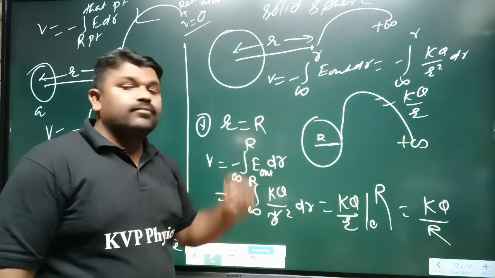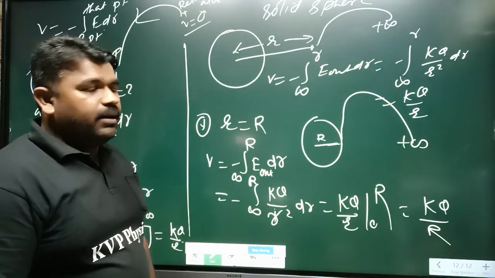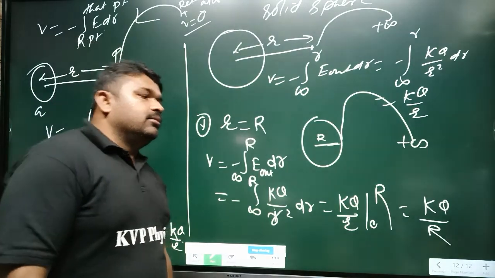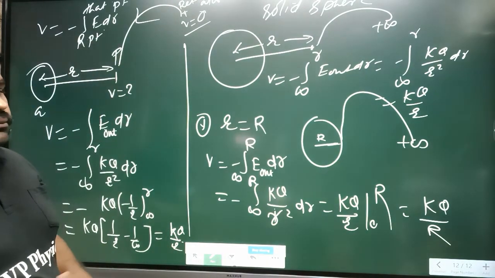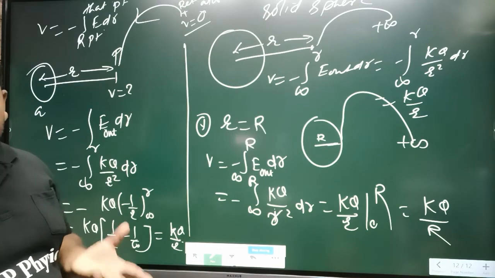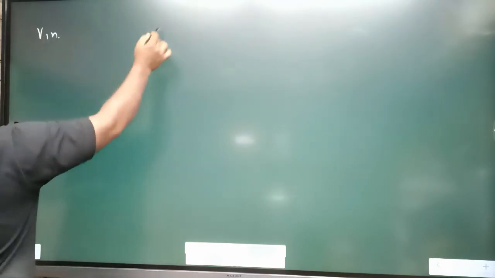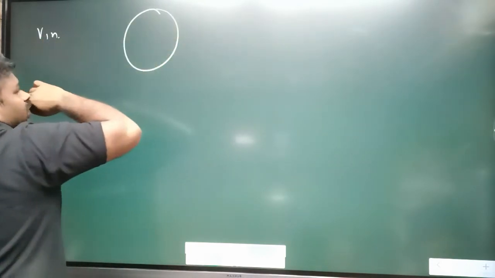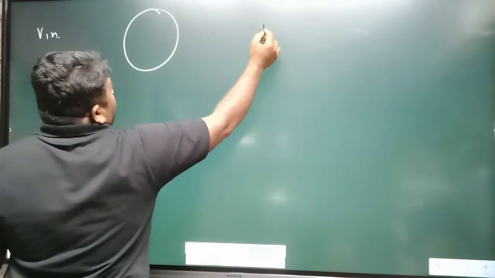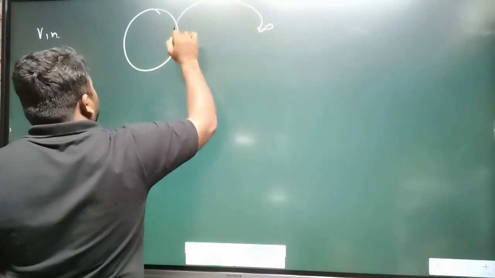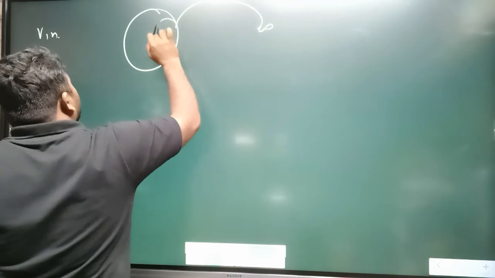on the sphere, is the electric field constant or variable? No, it's constant. R is constant, K constant, Q constant. Next, V in. Okay, this one is a solid sphere. Infinity to that point, that point to in.